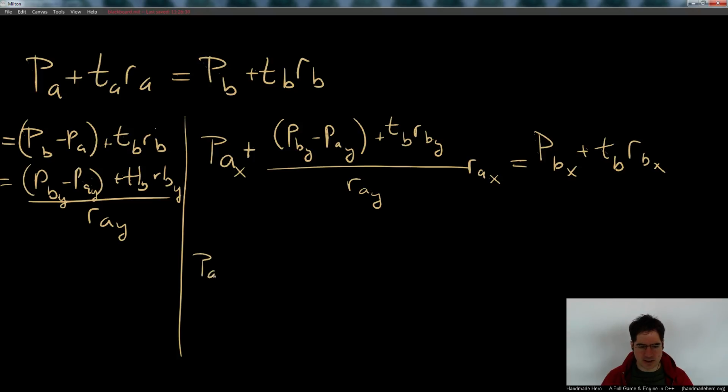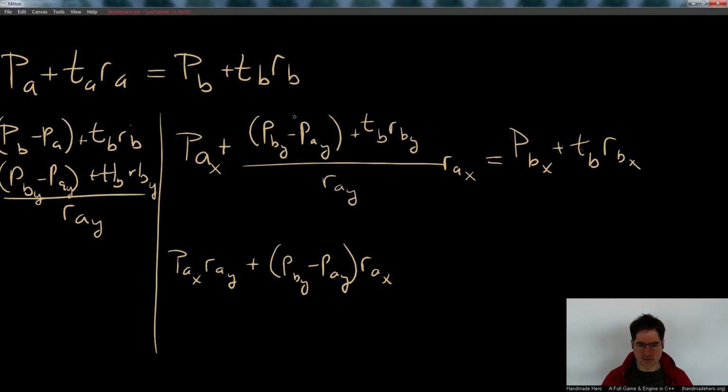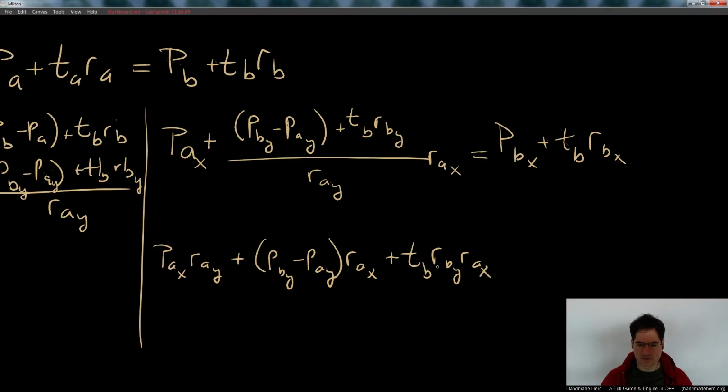So we'd get PAX RAY plus, this term now comes out directly, so it's PBY minus PAY times RAX, right? That's just doing that term here. Plus TB, RBY, RAX, right? So you can see where that's happening, right? The RAY just multiplies through.